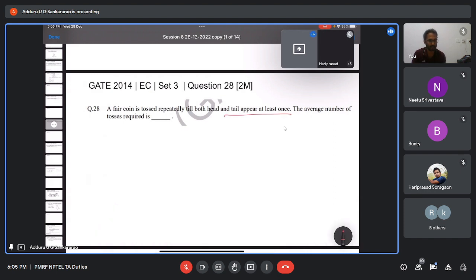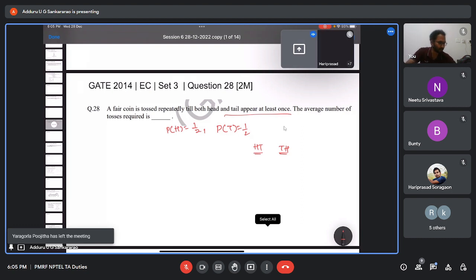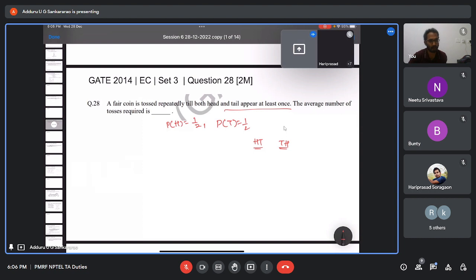Okay. That means we have a coin toss. So it's a fair coin, that means probability of head is 1 by 2 and probability of tail is 1 by 2. And it is tossed continuously so that at least once the tail and head appears. That means at least once you should get head and tail, or tail and head, anything can be okay. Till then the coin is tossed, and after that it will be stopped. Okay, so what we need to find out is the average number of tosses required. It means on an average, how many tosses are required, we need to find out. That means we have to find out the expectation.